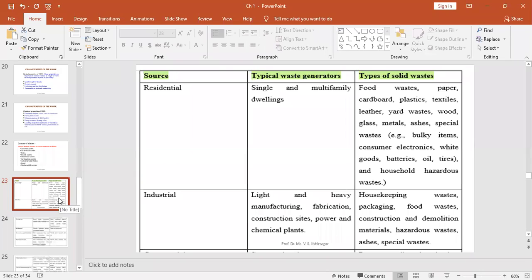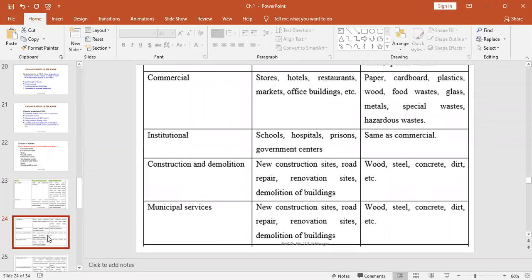Then industrial waste depends upon the type of industry. Along with the production waste of that particular industry, some amount of domestic waste will also be generated, because humans are working in that industry, and because of that there will also be some municipal solid waste.